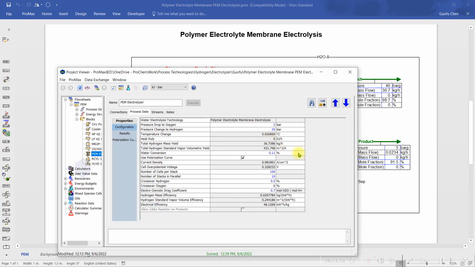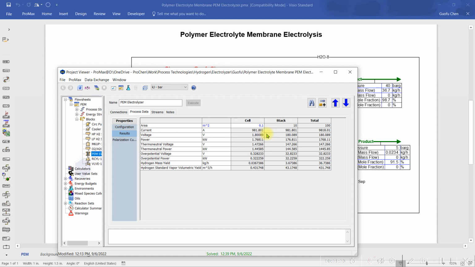In this electrolyzer, it assumes 0.11% of water is converted into hydrogen. It has 100 cells for each stack, and there are a total of 10 stacks in parallel. To produce each kilogram of hydrogen, it requires about 48 kWh.